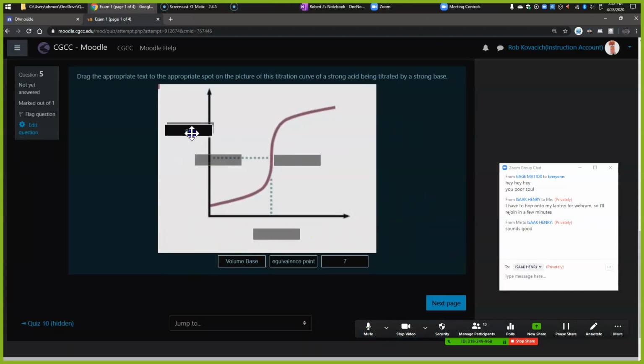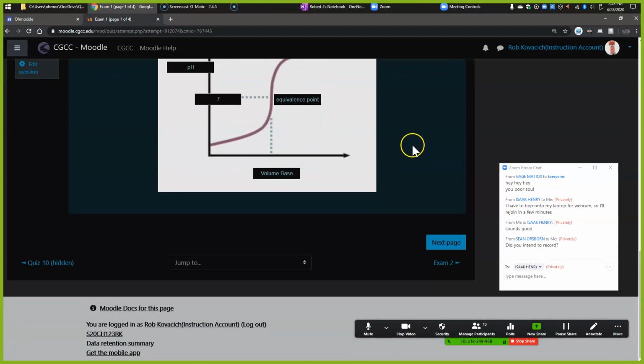So the y-axis is the pH, the x-axis is the volume, there's the equivalence point, and then this needs to be a pH of 7 because we said it was a strong acid being titrated by a strong base. If it would have been any other combination, then the equivalence point would not be at 7.